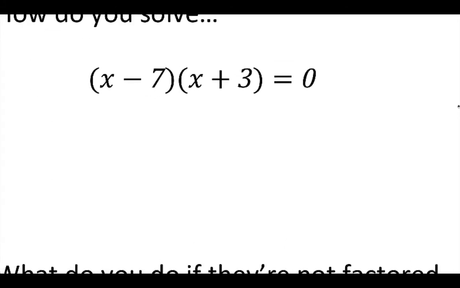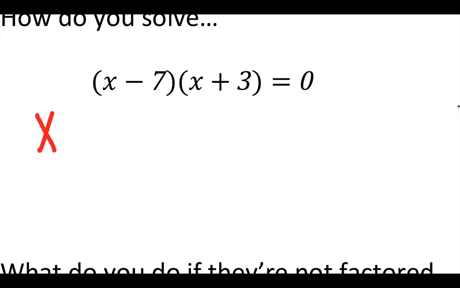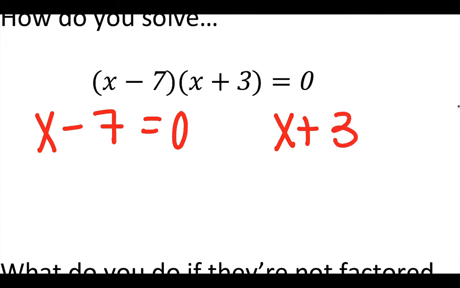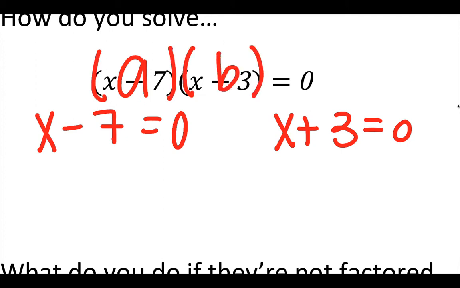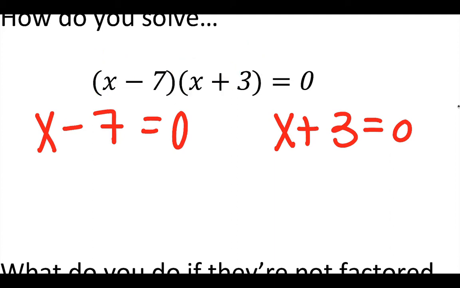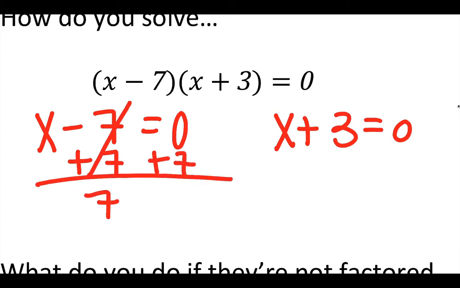And what we would do with this is we would set this equal to 0 and this equal to 0. Because in order for these to multiply to equal 0, either A has to be 0 or B has to be 0. Or they could both be 0, but at least one of them had to equal 0. So we set them both equal, and we solved to get x by itself and figure out what x had to equal for this to equal 0.